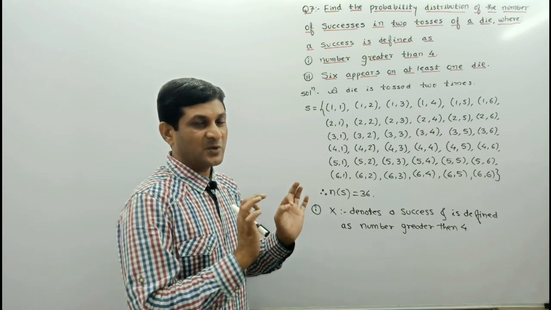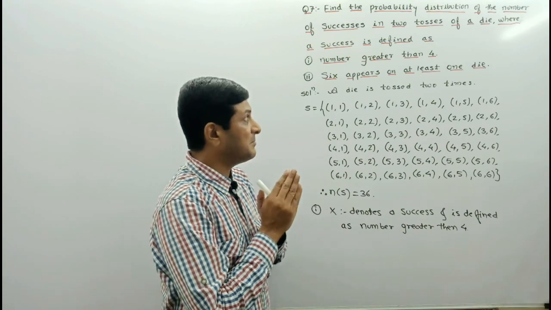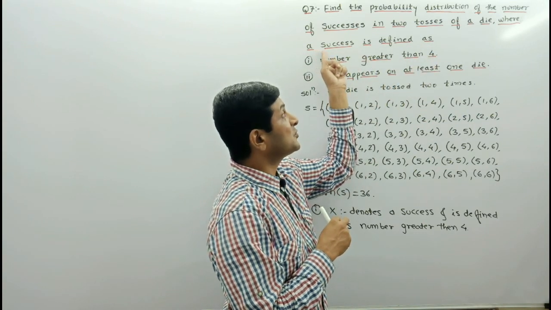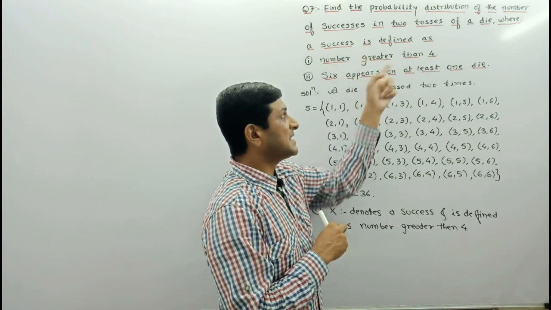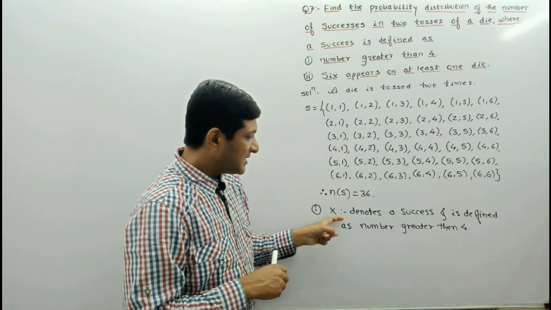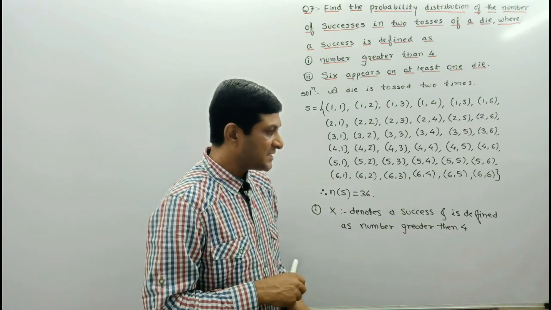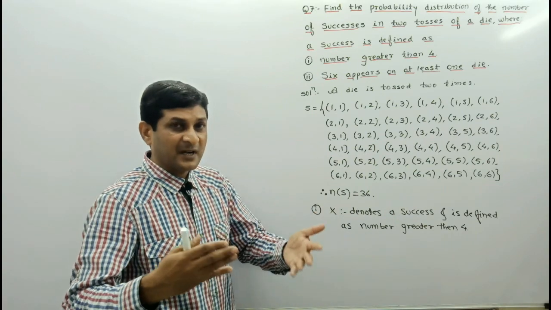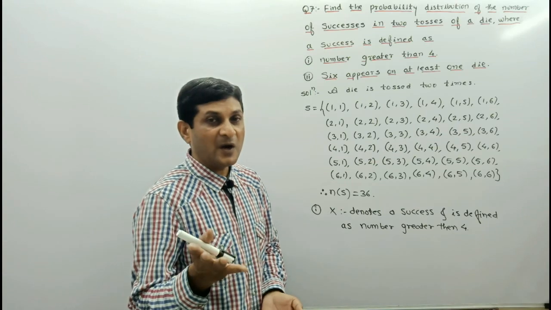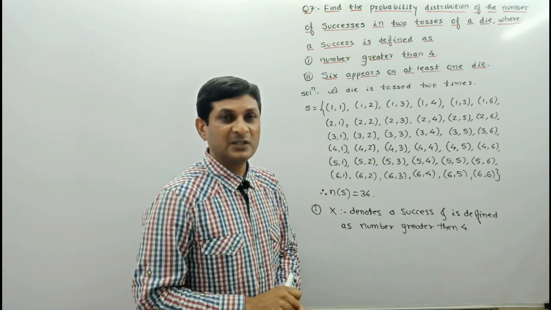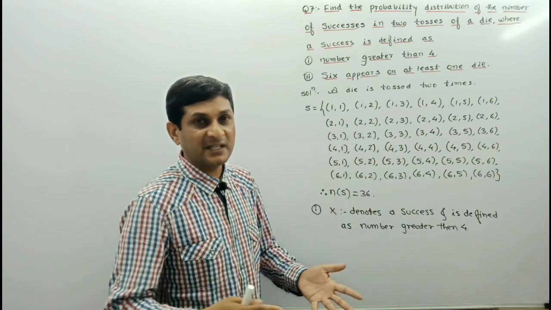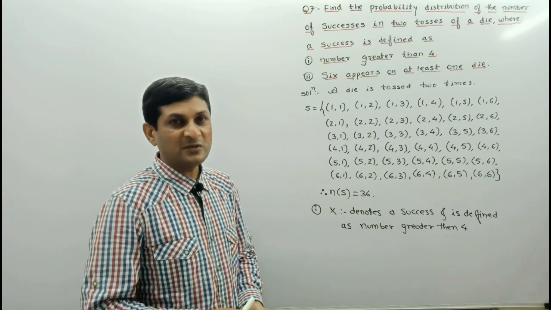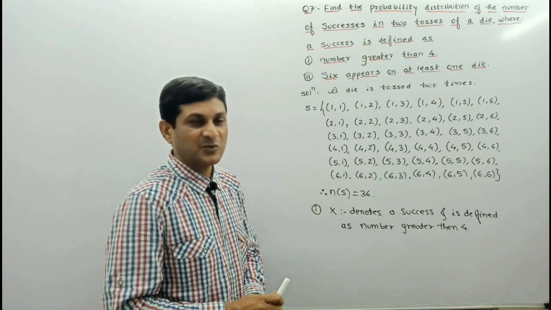Now we will focus on our random variable. In the first example, number greater than 4 means where x denotes what? Success, and is defined as a number greater than 4. So here x is a random variable which denotes success and is defined as number greater than 4. Means if number greater than 4 appears on at least one of the two outcomes, at that time we can say that we will get success, and we have to find out probability distribution for all these possible values of x.